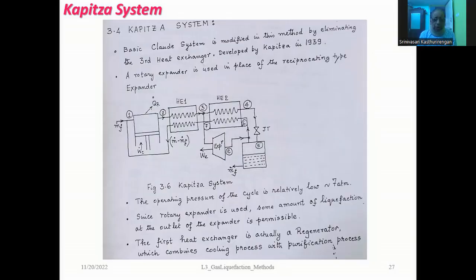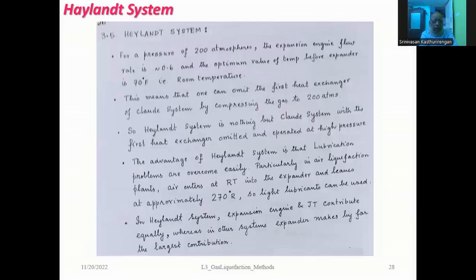So the operating pressure of the cycle can be relatively low now, of the order of about 7 atmosphere. Since the rotary expander is used, some amount of liquefaction at the outlet of the expander is also permissible. The first heat exchanger is essentially working as a regenerator. It combines the process of liquefaction as well as purification. Heat exchange as well as purification, it takes care of. So we have the Kapitsa system. Now we can think of an alternate one.